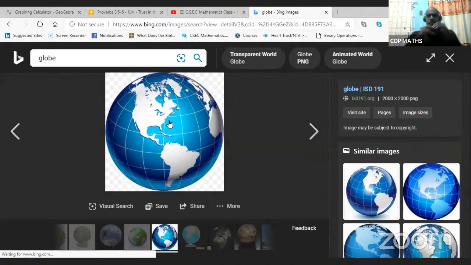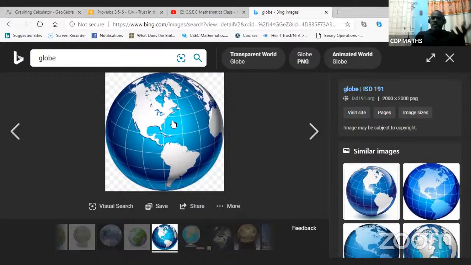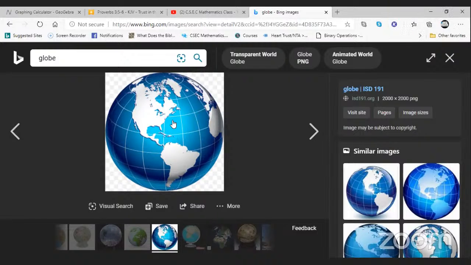Now, this is a globe, or it's the Earth. It is an image of the Earth, or man's interpretation of the Earth. All right. Now, on this globe, can you tell me what you're seeing? Because it's an interactive class. Anybody? What are you seeing on the globe? Anyone? Anybody? Lines. Lines. Very good.